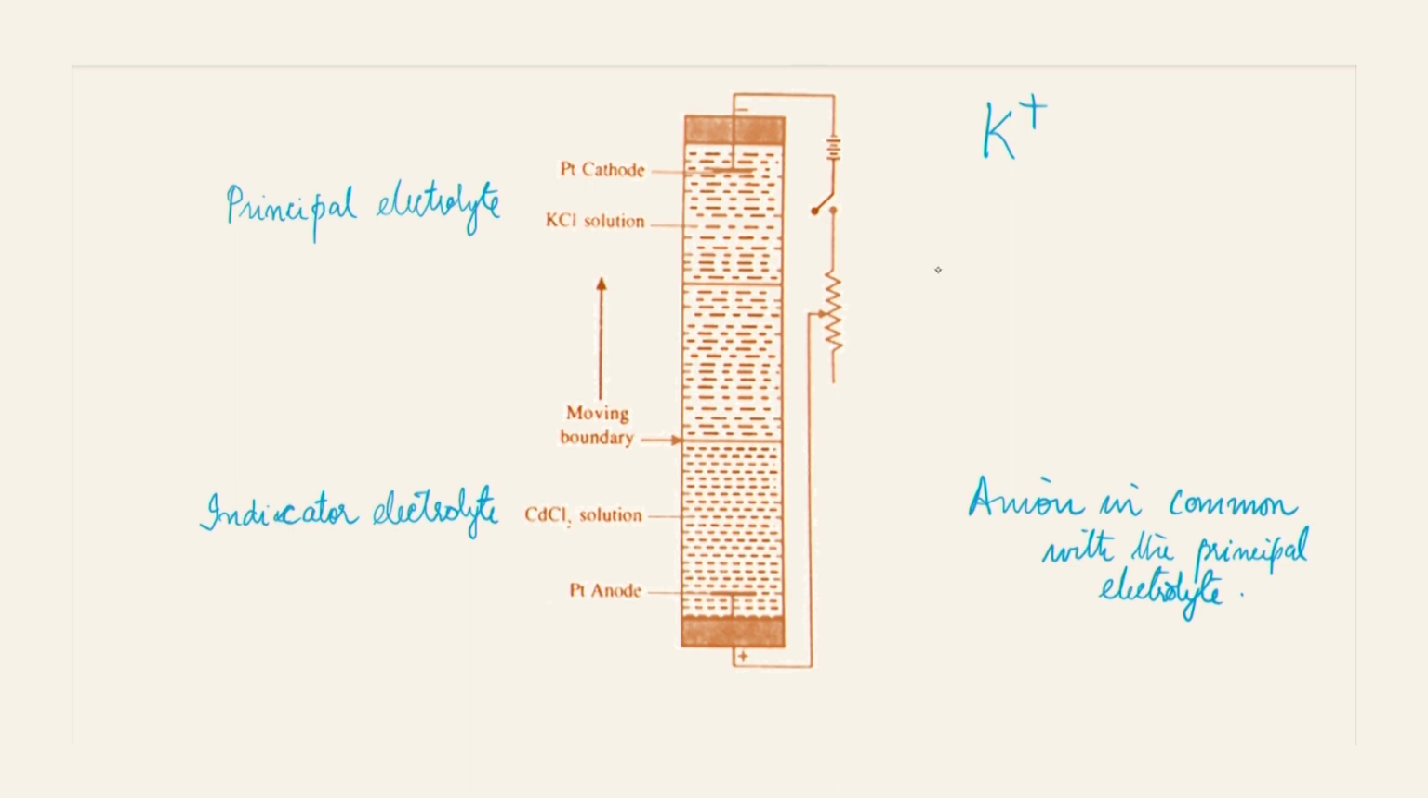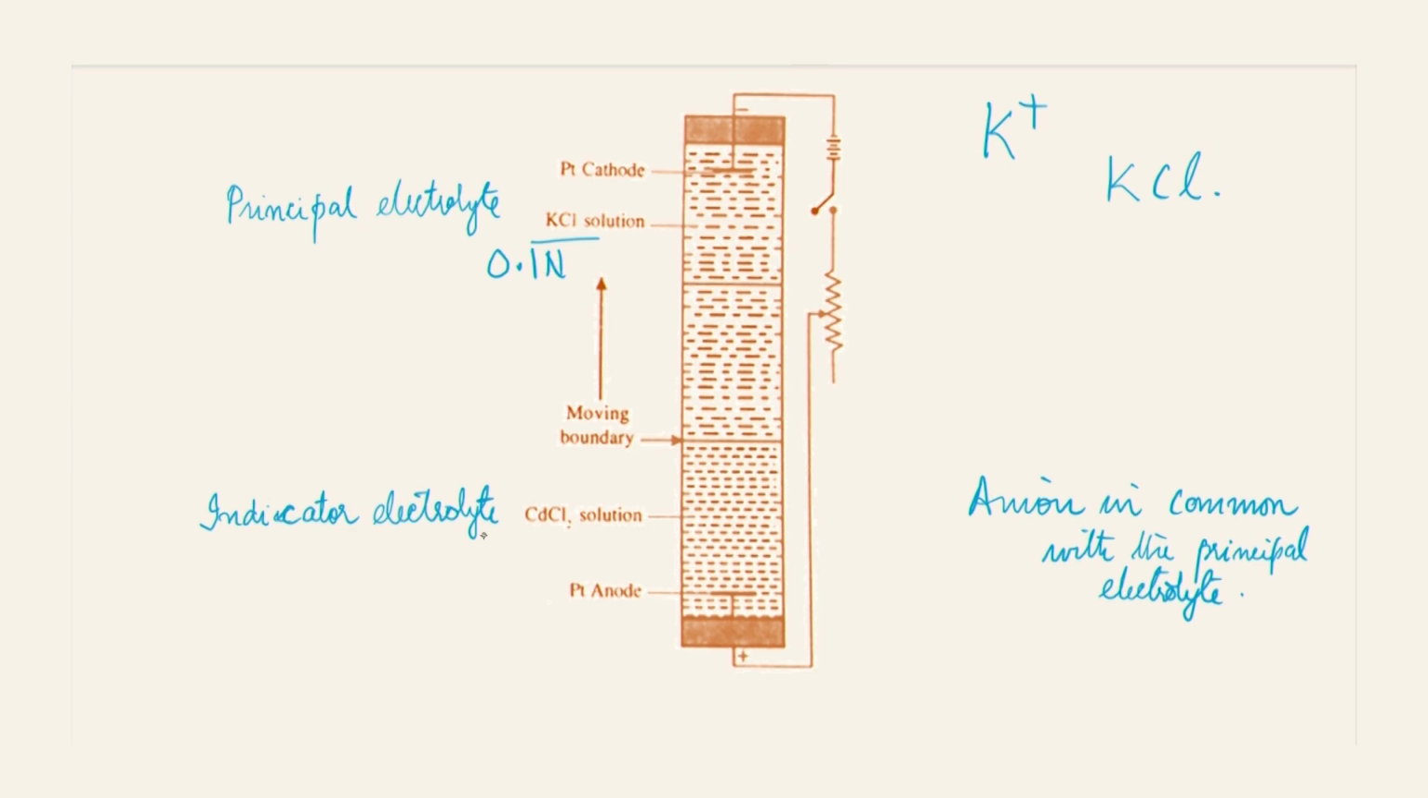So, I will be taking a principal electrolyte which contains a potassium ion. For example, in this experiment, it is KCl, and the concentration taken is 0.1 normal, or molar, both are same, 0.1 normal KCl. Since I have taken the principal electrolyte as KCl, the indicator electrolyte should have the same anion, so it should contain a chloride ion.